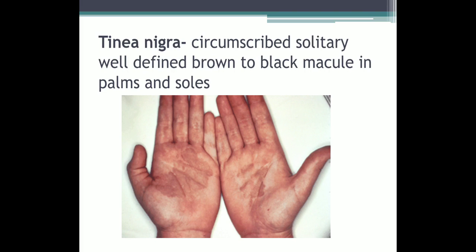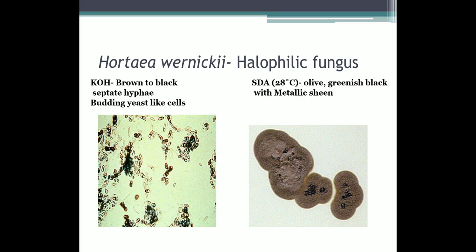It is more increasingly noted among the female gender who are less than 20 years of age. The causative organism of Tinea nigra is Hortaea werneckii. It is a halophilic fungus, meaning that this particular fungus is usually located in those areas which are rich in salt, like along the seashores and beaches.